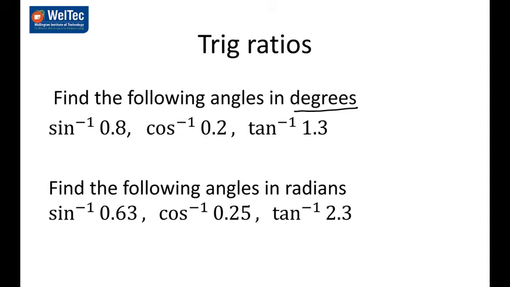Now change your calculator to radians and then find the inverse sine of 0.63, which will be 0.68. The inverse cos of 0.25 is 1.318, and the inverse tan of 2.3 is 1.16.